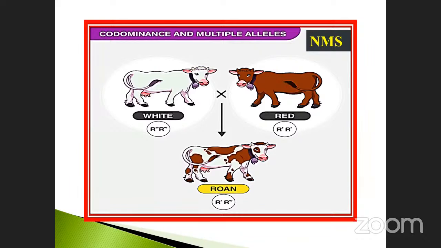Suppose when it's crossed, Rr into Rr, F1 into F1, what will be the end product? You will get 1 of the parent, 2 of the combination in the F2 generation, and 1 again is the other parent, white. This one is 2, this one is 1. So you will get a 1:2:1 ratio. When you put the checkerboard, you can analyze the ratio.